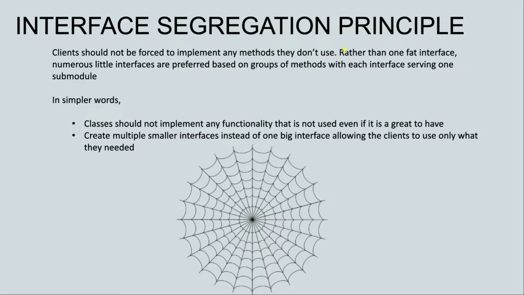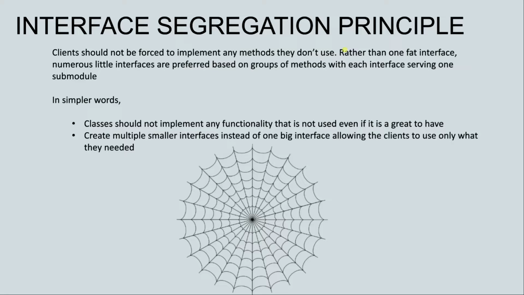The interface segregation principle states clients should not be forced to implement any methods they don't use. Rather than one fat interface, numerous little interfaces are preferred based on the group of methods, with each interface serving one submodule.